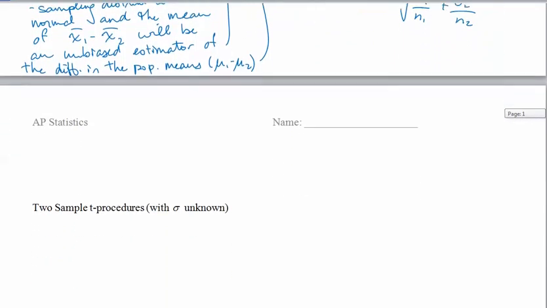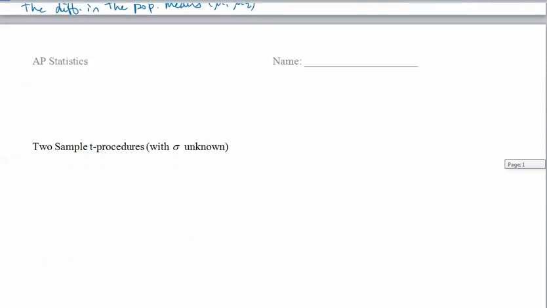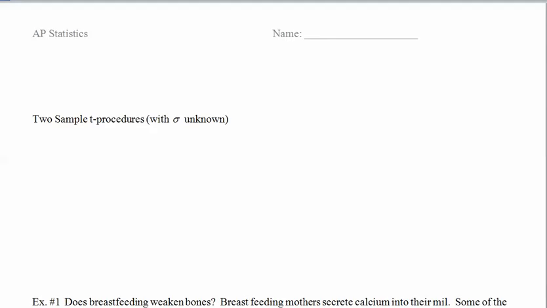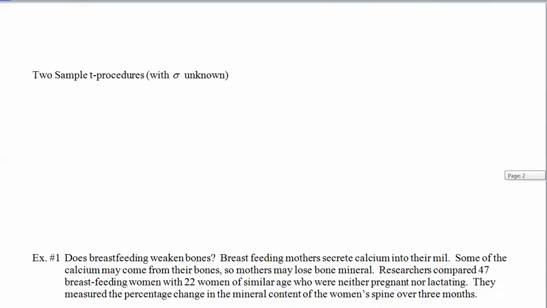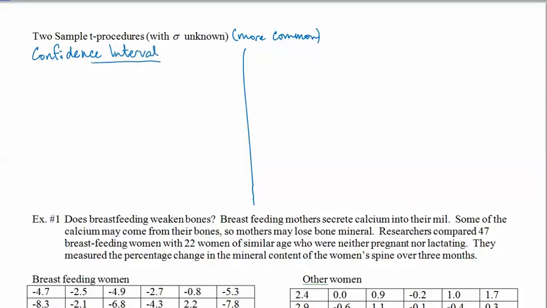We end up using our two-sample t-procedures when we do not know the standard deviation. And in this case, this is obviously more common. And we have both our confidence interval and our hypothesis test.